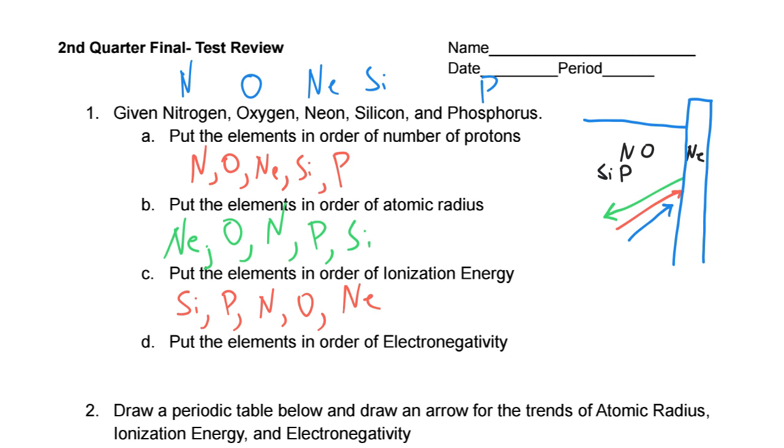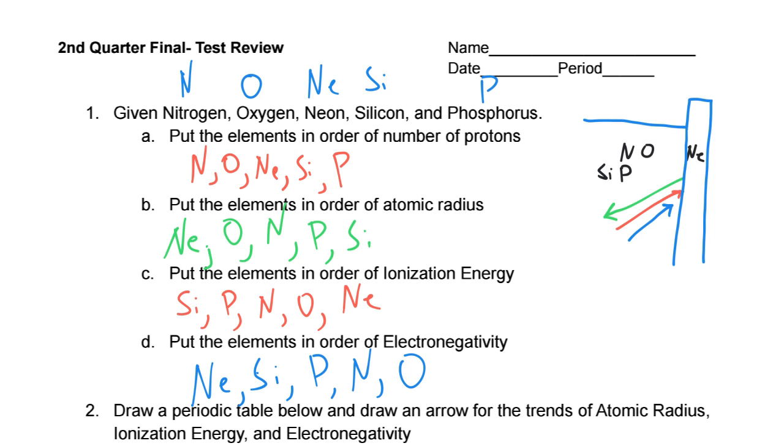So it's going to be very similar to ionization energy, but we're going to move neon to the front because neon has very little electronegativity. It's already got 8 electrons in its valence shell. It's good. It's just chilling. So we'll just move it to the front, and then it's the same order.